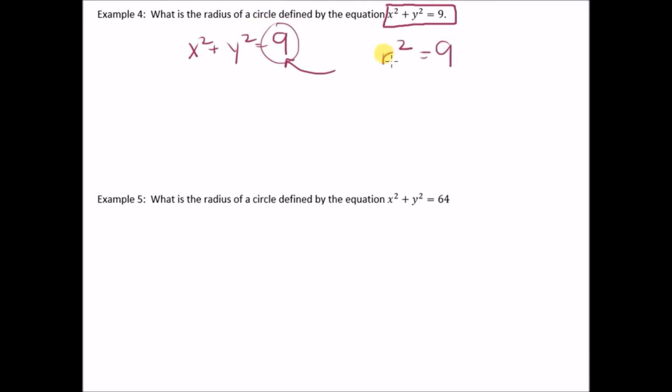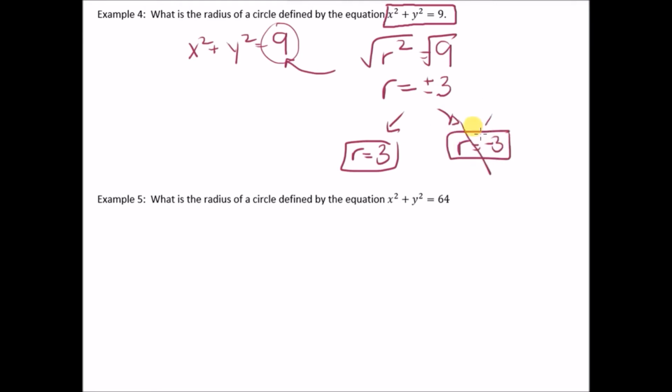We need to find the radius on its own. I would root both sides. Okay, root 9 is actually positive 3, negative 3. So the radius is 3. The radius of negative 3 doesn't work because negative 3 cannot be a measurement, like a length. So the radius equals 3. Therefore, r equals 3.